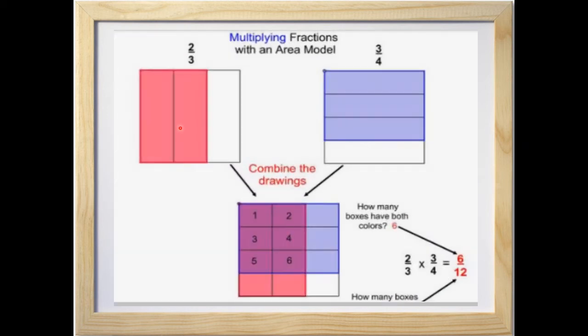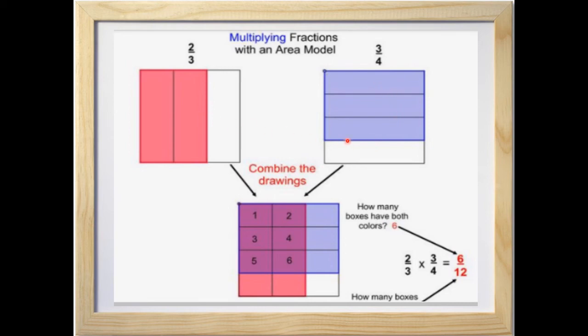Children, let us understand how to multiply fractions using diagrams. Now listen here. There are two fractions, that is 2 by 3 and 3 by 4. So 2 by 3 means 2 parts out of 3 equal parts are shaded. 3 by 4 means 3 parts out of 4 equal parts are shaded.